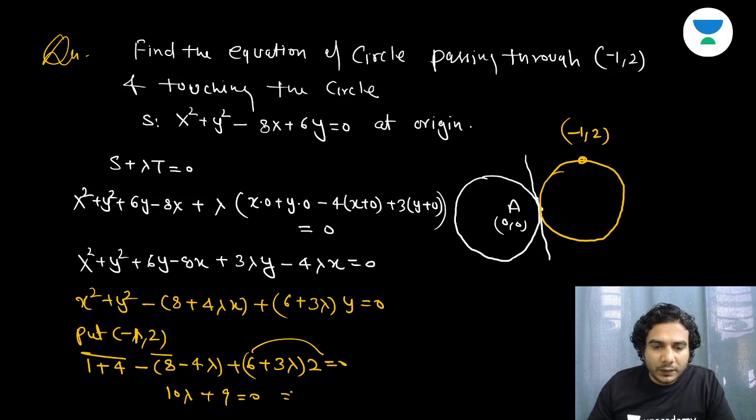So we'll get lambda is equal to minus 9 by 10. Okay, and we'll put the value of lambda in this equation, we'll get the circle. All right, so this is the method which we need to use. All right, now let me give you another example.